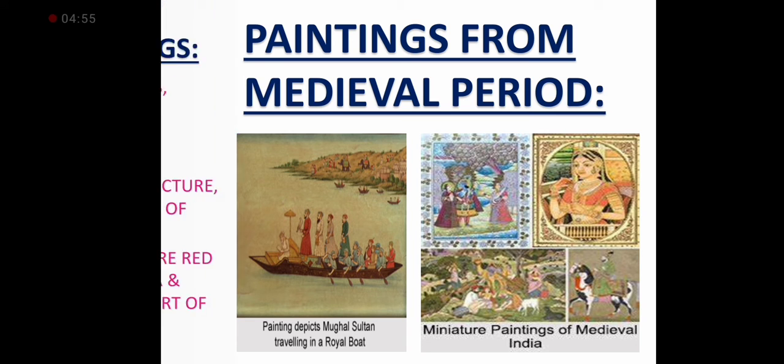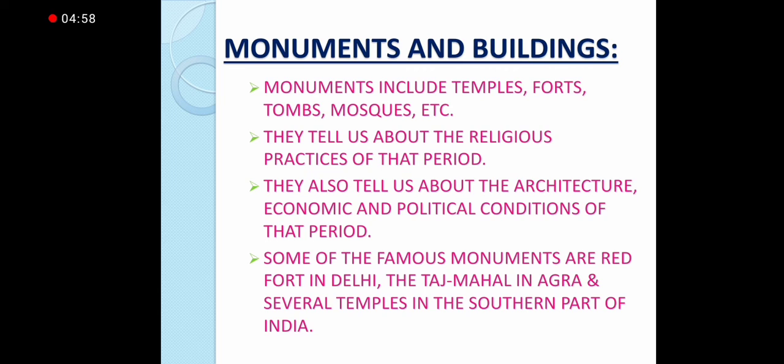The fourth source is monuments and buildings. Monuments include temples, mosques, forts, tombs, etc. They not only tell us about the religious practices, but also about the society, architecture, and economic and political conditions of that period. Some of the most famous monuments are the Taj Mahal in Agra, Red Fort in Delhi, and several temples in the southern part of India.